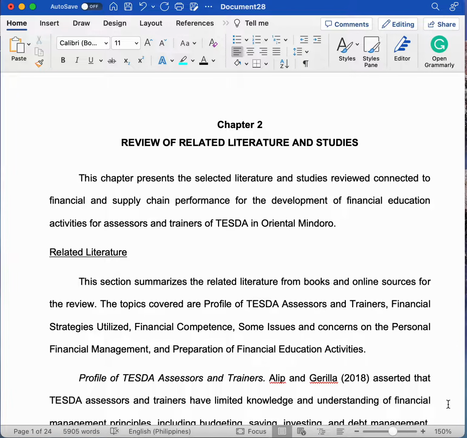Hi there. So you might be asking how to differentiate related literature from related studies. There are differences between the two.